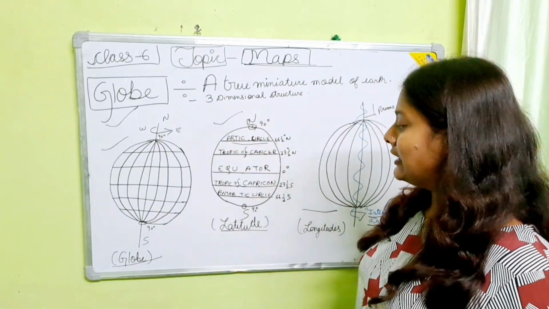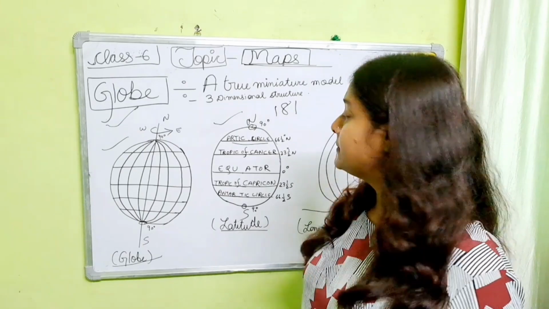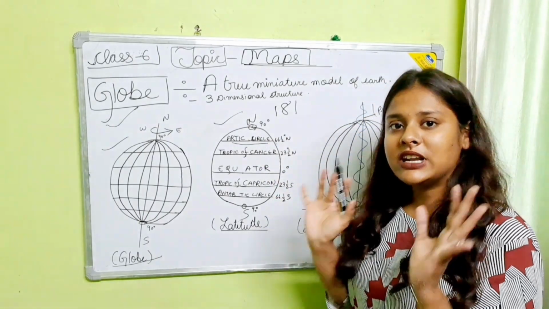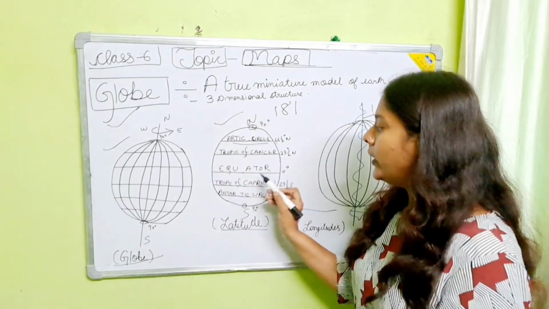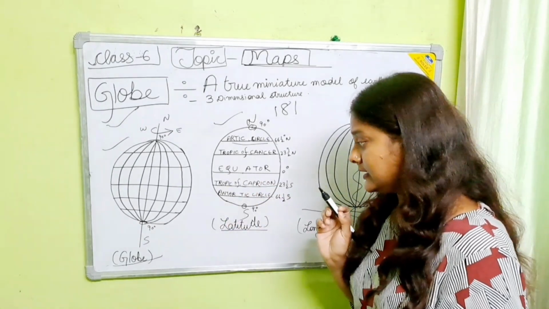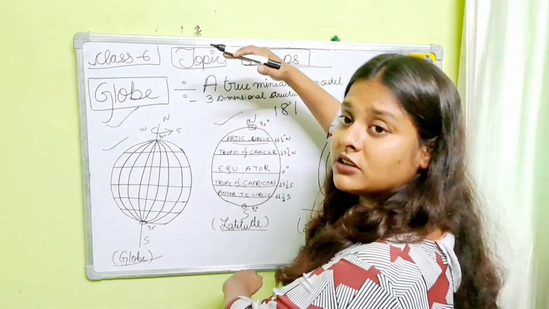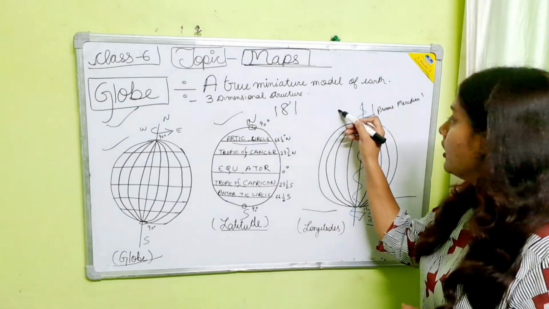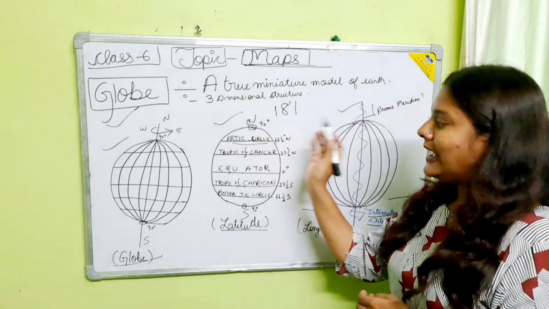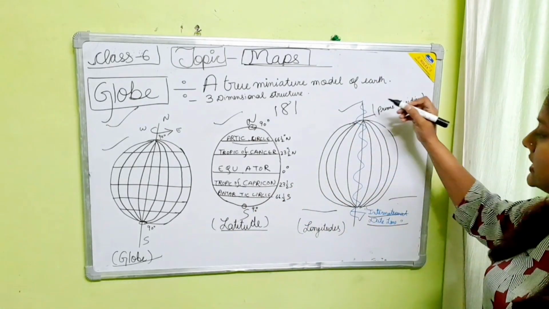When we talk about latitudes, total latitudes are 181, we have discussed. But we have to study the important ones. So Arctic Circle, Tropic of Cancer, Equator, Tropic of Capricorn, Antarctic Circle. What does the equator do? It divides the northern hemisphere from the southern hemisphere. When we talk about longitudes, latitudes are the horizontal lines, whereas longitudes are the vertical lines.